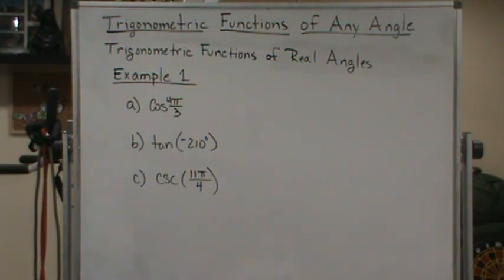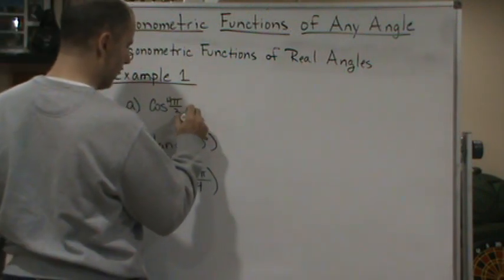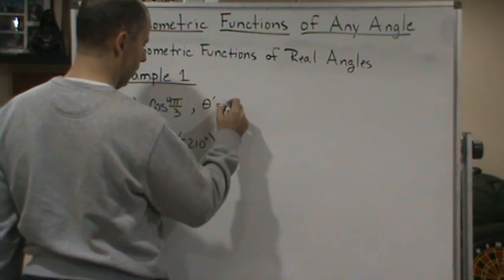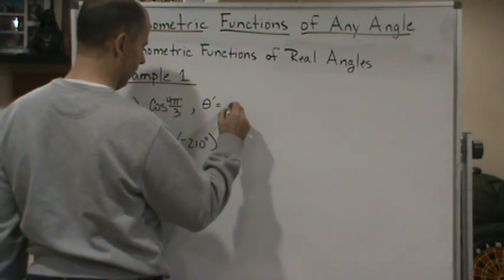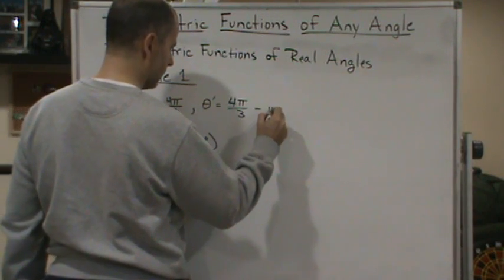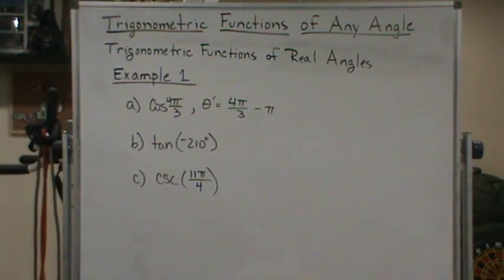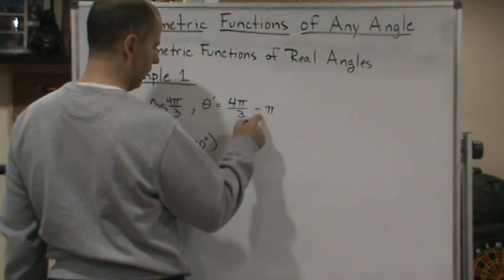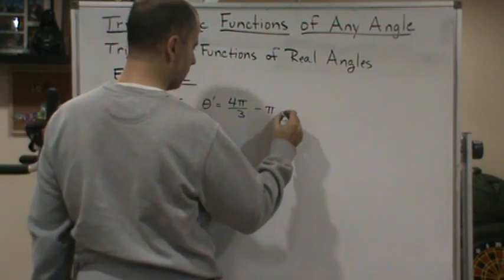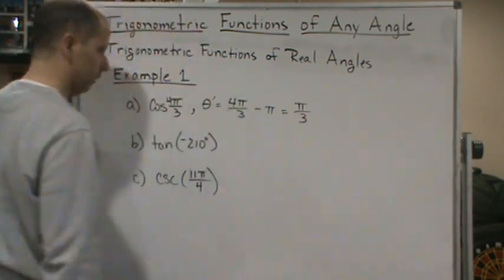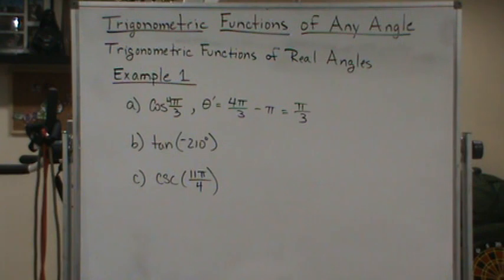Okay, so the reference angle, again, we want to find the reference angle, so let's do that. So theta prime equals, in this case we're dealing with radians, so it's going to be 4 pi over 3 minus pi. Okay, and that's going to give us what? Well, if we make this 3 pi over 3, we get pi over 3. So the reference angle is pi over 3, or 60 degrees.